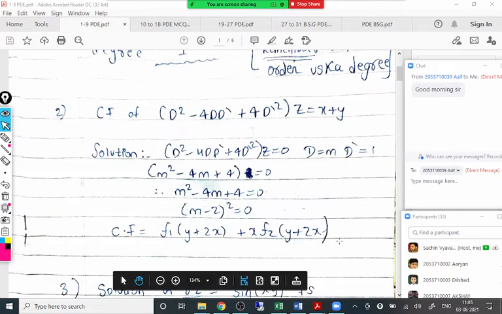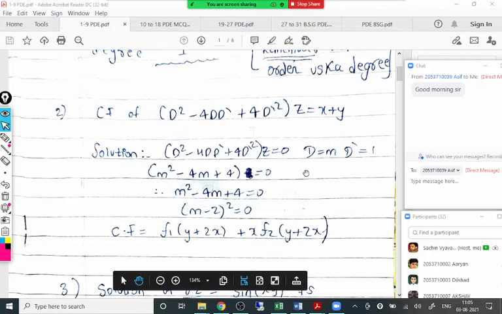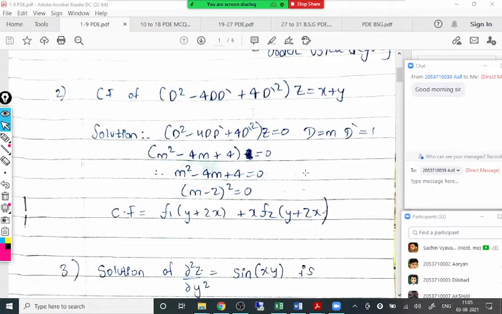Getting the roots of quadratic and cubic equations is very important for you, because not only in PD, as we have already seen, in LD also we require the roots of quadratic and cubic equations. Once we get a root, depending on the situation, we can write the complementary function.